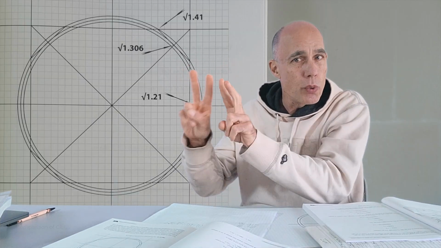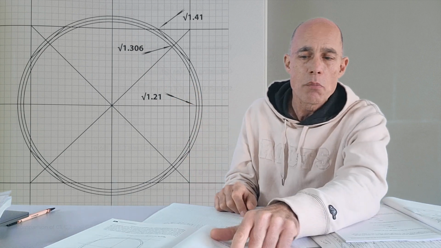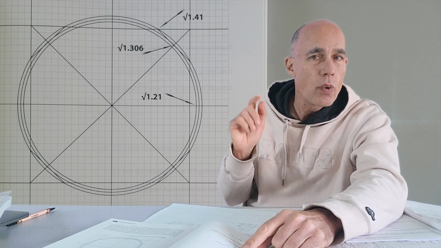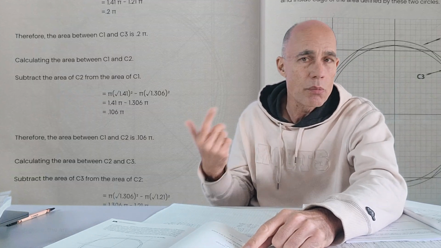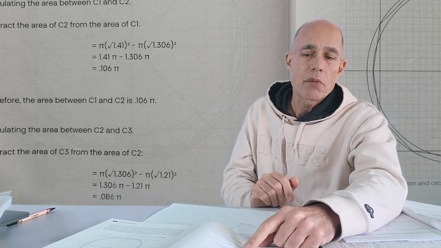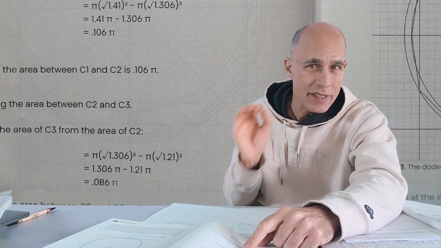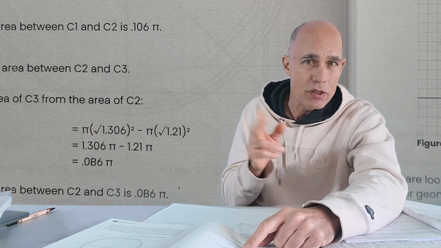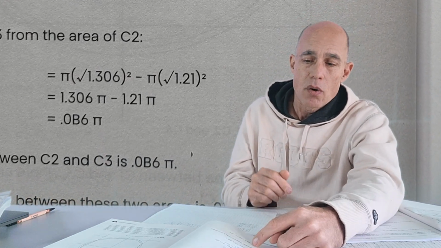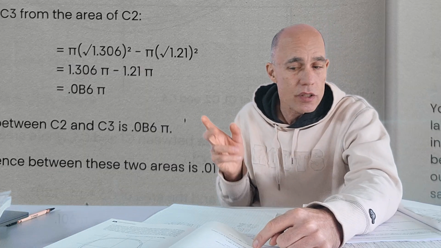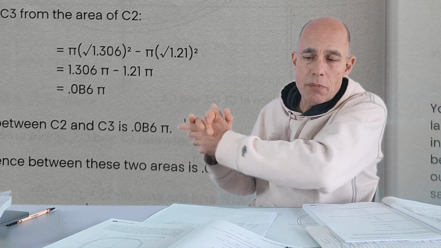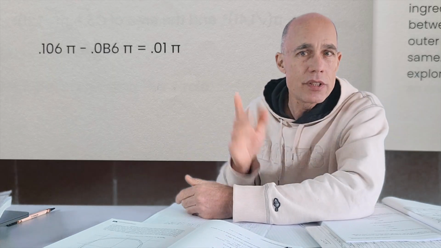So we do the formula, and that's the area of the outer circle. Now we got like two rings. So the outer ring has the area of 0.106 pi. And then we're going to subtract 1.21, or the square root of 1.21, from the square root of 1.306. And we get 0.0b6 pi, a nice base 12 number there. So now we're going to subtract 0.0b6 from 0.106, and we get an answer of 0.01 pi.